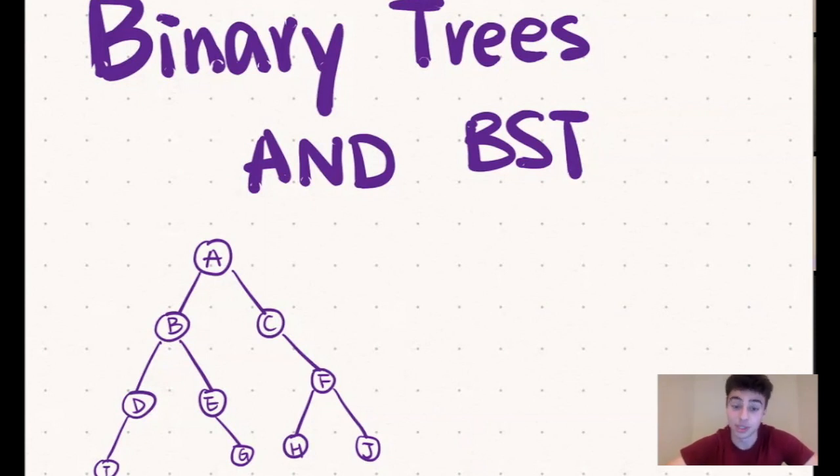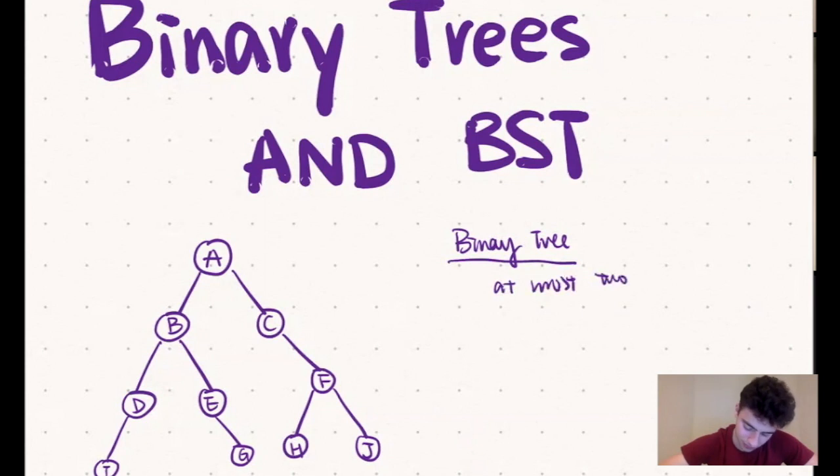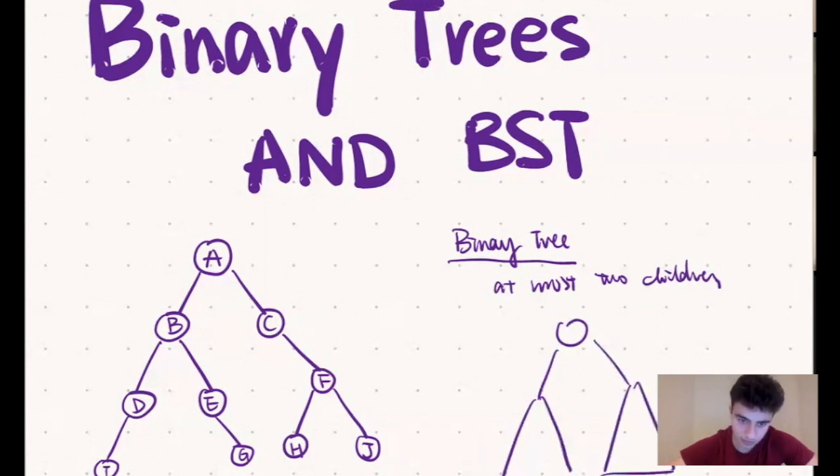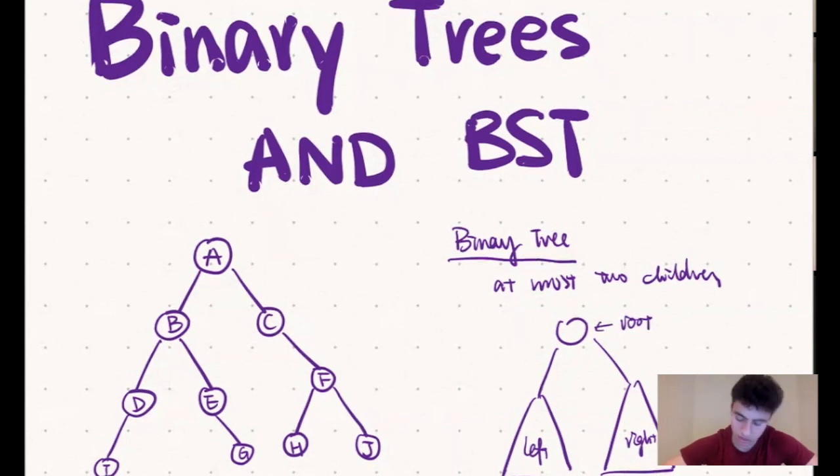For today's algorithm, we're going to be discussing binary trees and their counterpart, binary search trees. A binary tree is a tree data structure in which each node has at most 2 children. A binary tree has a root, a left subtree, and a right subtree. The leaves of a binary tree are the bottommost nodes of the tree, and a path in a binary tree is any sequence of edges from one node to another.